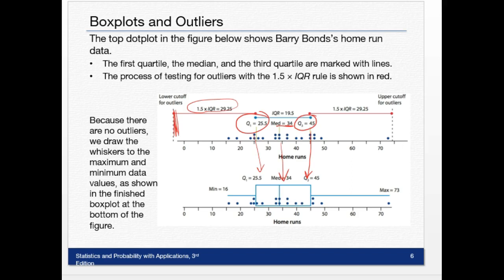We subtracted that 29.25 from our Q1 value, and we didn't have anything lower, so we have no outliers down here. Then we took Q3 and we added 29.25, and there were no outliers out here. 75 fell within that fence, so it's not considered an outlier, surprisingly. So then we draw whiskers to our minimum and our maximum. All right, that's all you have to do to make a box plot.